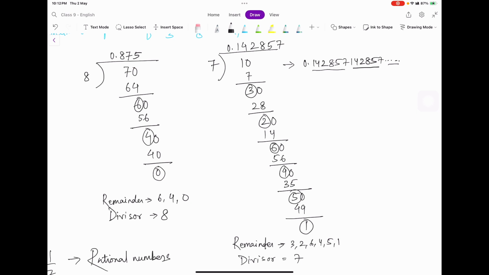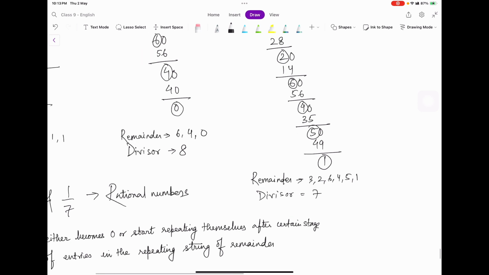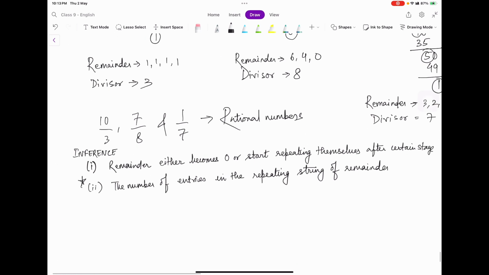See, the remainder is always less than the divisor. If the divisor is 7, it can be 1 only, divisor 7, remainder 1, 2, 3, 4, 5 and 6 remainders. Okay, maximum it can be 6 remainders that are repeating. The number of entries in the repeating remainder is less than the divisor. This is a question also I will show you in the exercise.